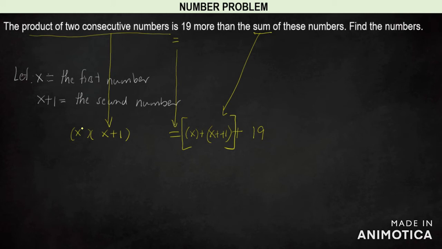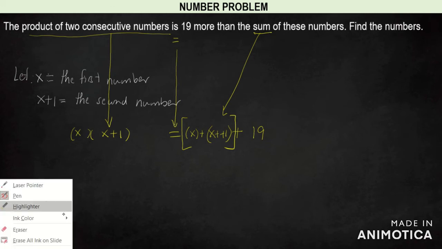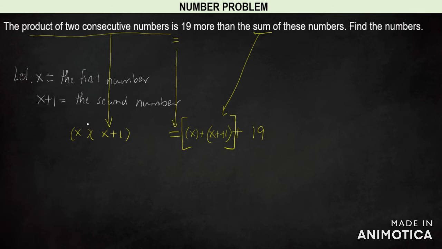We are going to apply the distributive property of multiplication. So we have x times x is equal to x squared. X times positive 1 is equal to x. Okay. We're going to add the numbers. X plus x is 2x. We have plus 1 plus 19. So we have here x squared plus x. Transpose this. So we have negative 2x. Then we have 1 plus 19 is equal to 20. When we transpose 20 to the left side, it becomes negative 20 equals 0.